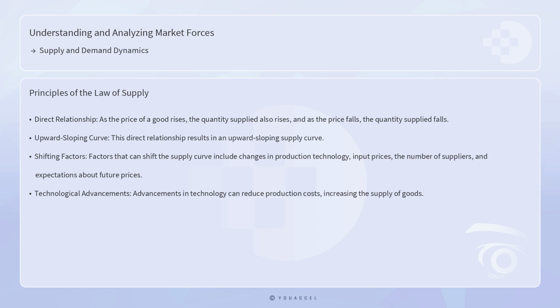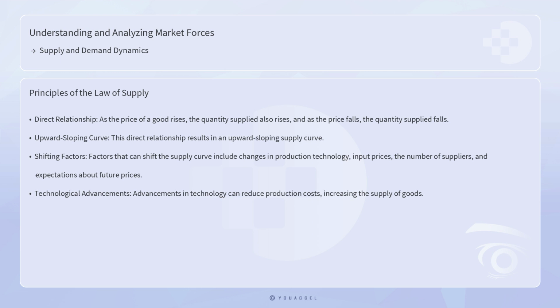On the other side of the equation, the law of supply posits that, ceteris paribus, as the price of a good rises, the quantity supplied also rises, and as the price falls, the quantity supplied falls. This direct relationship results in an upward-sloping supply curve.